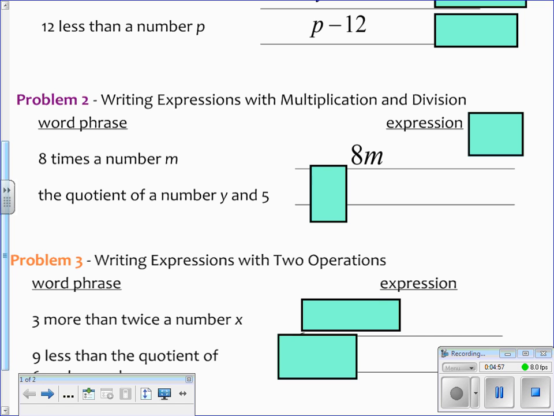Quotient means what? Dividing. Quotient of a number y and 5. In division, order matters. 2 divided by 3, 3 divided by 2, not the same thing. Order matters. y divided by 5. So when I have the quotient of 2 objects, it's the first one divided by the second one. Okay, that's important. Good?